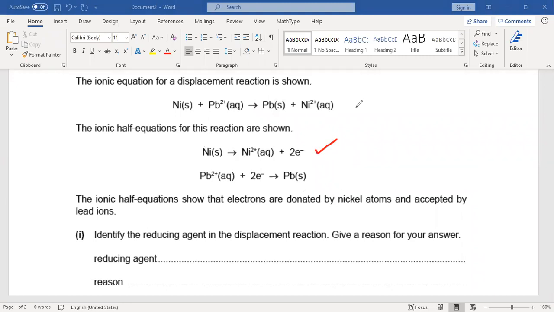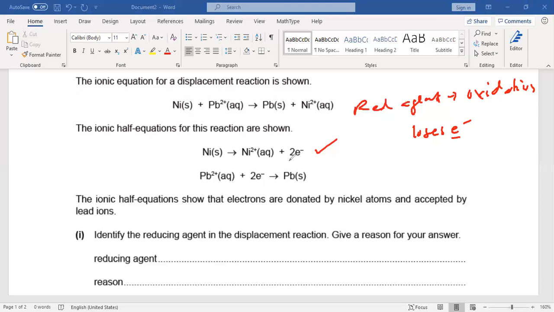Remember, reducing agent is oxidation. Oxidation means losing electrons. Losing electrons means that if you lose something, the thing that was lost from you is no longer on your side, meaning this nickel has lost its electrons. So the electrons of nickel are now on the opposite side.